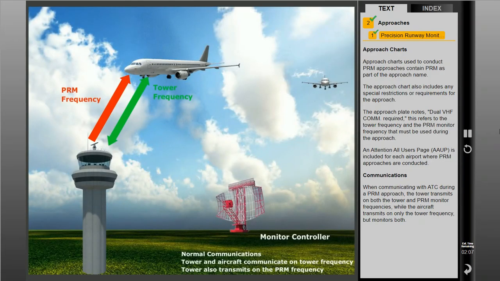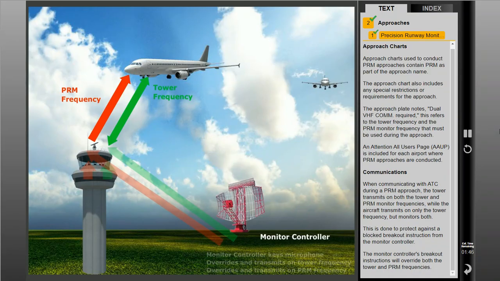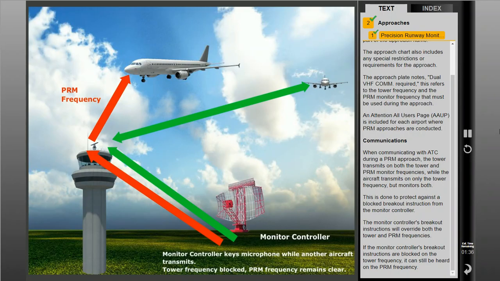When communicating with ATC during a PRM approach, the tower transmits on both the tower and PRM monitor frequencies, while the aircraft transmits on only the tower frequency, but monitors both. This is done to protect against a blocked breakout instruction from the monitor controller. The monitor controller's breakout instructions will override both the tower and PRM frequencies. If the monitor controller's breakout instructions are blocked on the tower frequency, it can still be heard on the PRM frequency.